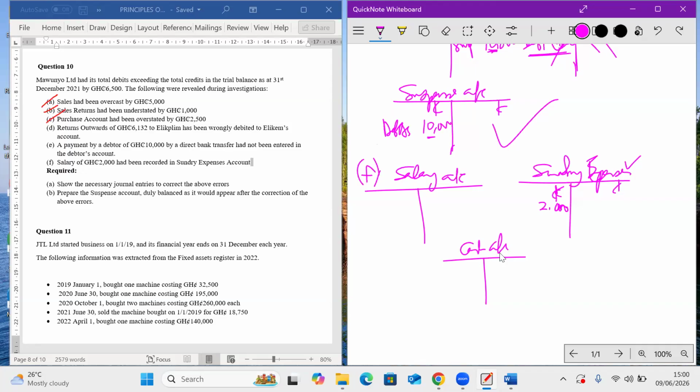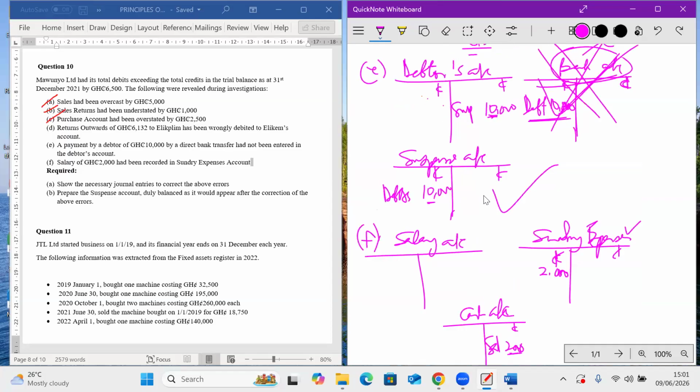Right? So if sundry expenses is a debit account, it means that in the cash account, the 2,000 was on the credit side. Is that correct? Yeah. The cash account, the 2,000 was on the credit side. Which account was this 2,000 going to? Salary. Good. But instead of doing the double entry in salary, they rather went to do the double entry in sundry expenses.